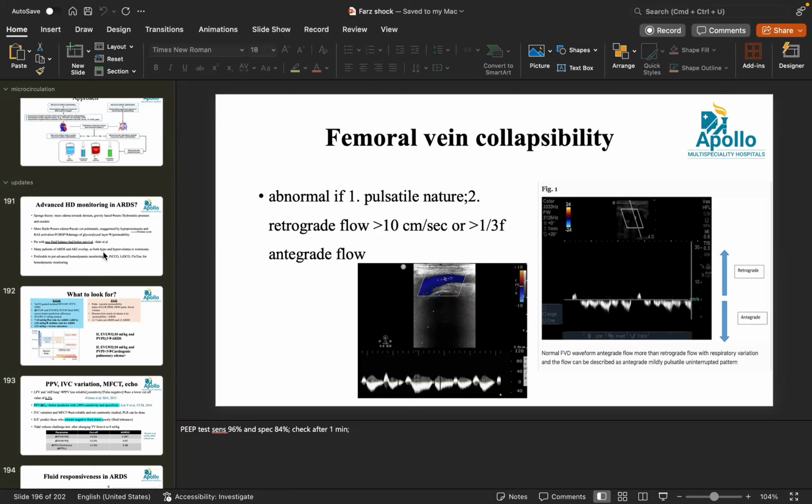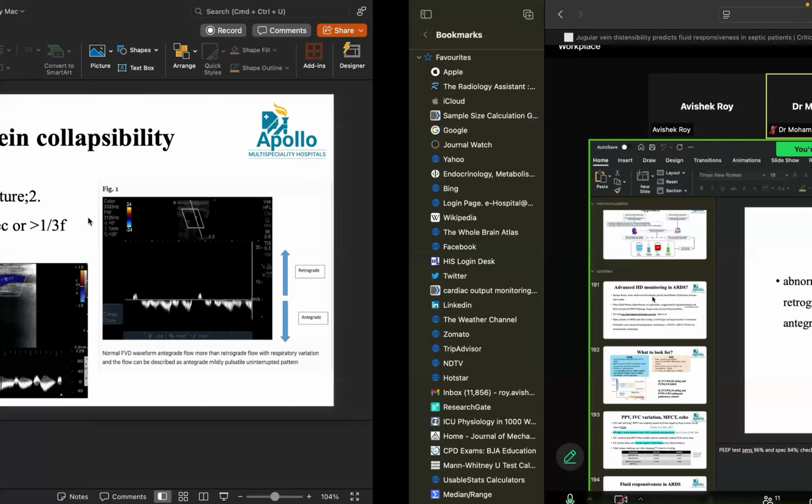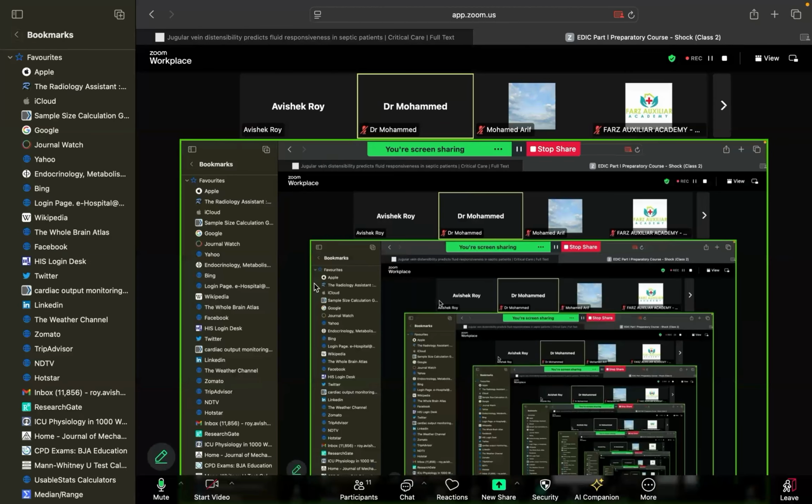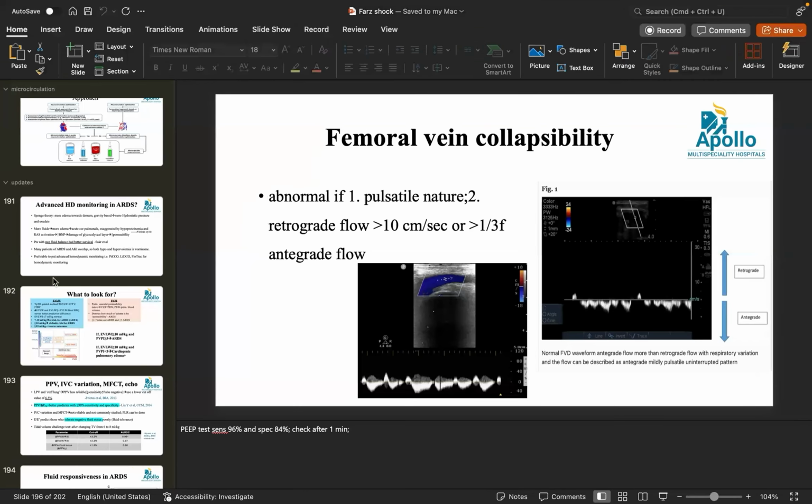So the pressure, and it is getting stuck to its wall. There is a surrounding structure as well. So it is basically getting the opposite. So in inspiration the IJV will collapse and the subclavian vein will get distended, and in expiration it will collapse. So that's the basic difference between a subclavian vein and the other ultrasound measures.